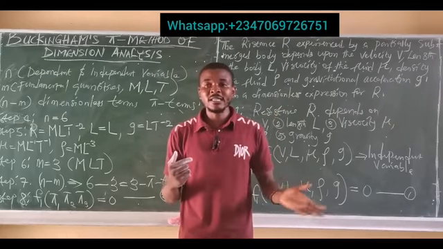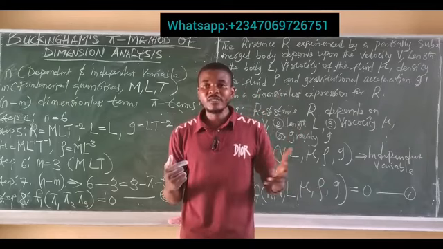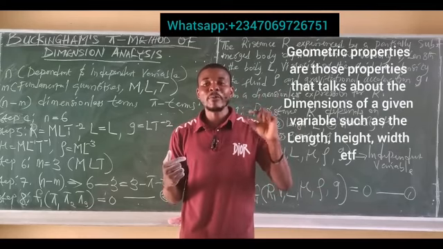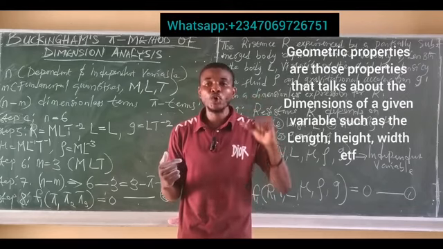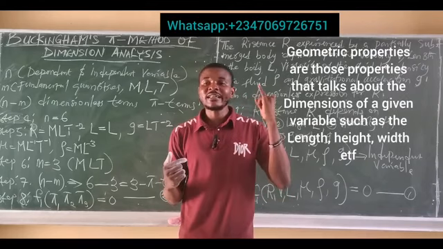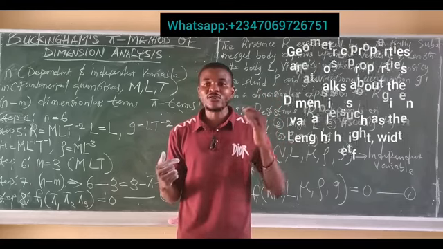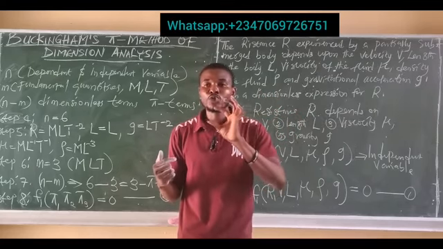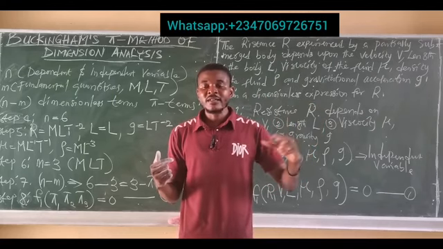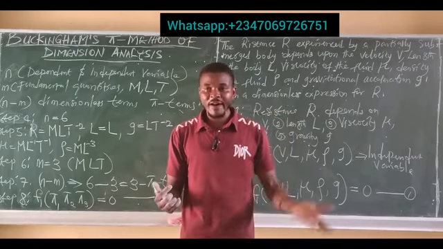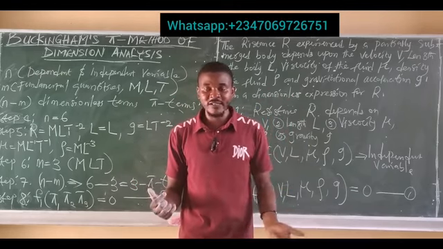Now, what are geometric properties? Let's start from the first. First, we said it must contain a geometric property. Geometric properties are those properties that talk about the dimension of a given variable, either the length, the height, the width, the area, and so on, the volume. These are all geometric properties. They are those properties that contain the physical dimensions of a given variable or a given quantity.